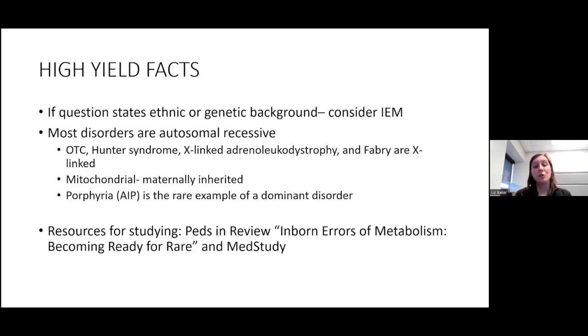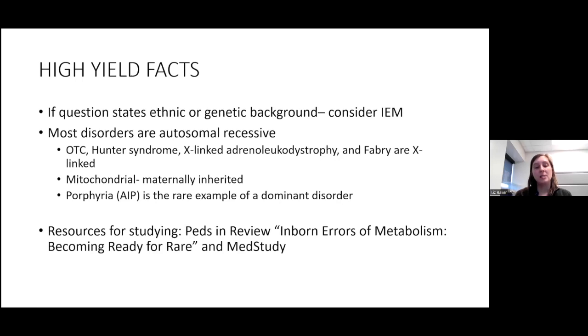Some conclusions or high-yield facts: if you have any question that states an ethnic or genetic background, or says that they're consanguineous or are first cousins, then consider inborn errors of metabolism or some sort of genetic disorder. Most of these disorders are autosomal recessive, but OTC, Hunter syndrome, X-linked adrenoleukodystrophy, and Fabry are X-linked. Mitochondrial disorders are maternally inherited. I didn't talk about this disorder, but porphyria, or acute intermittent porphyria specifically, is a rare example of a dominant disorder.